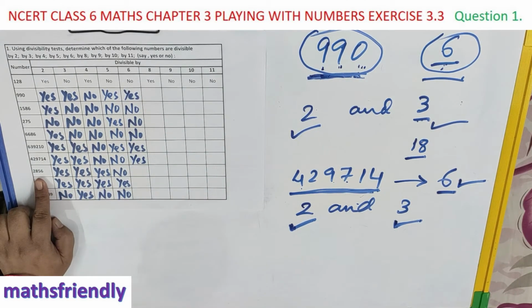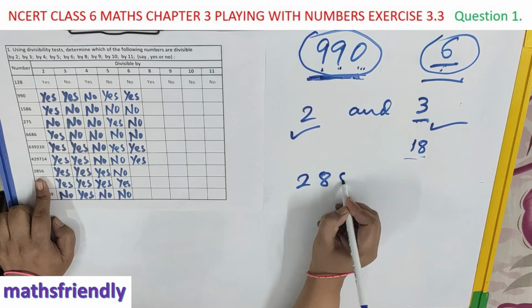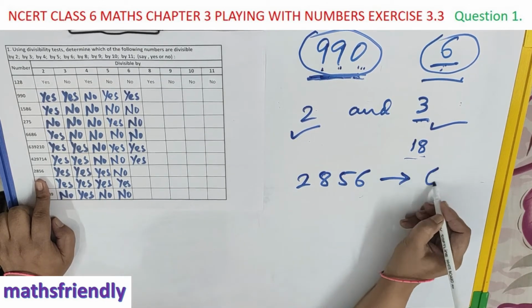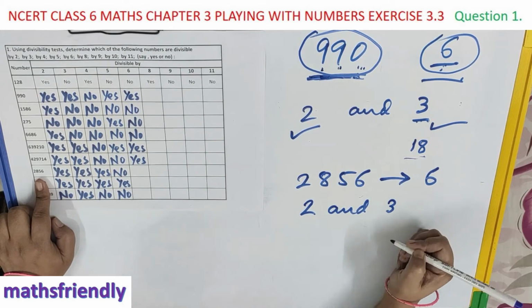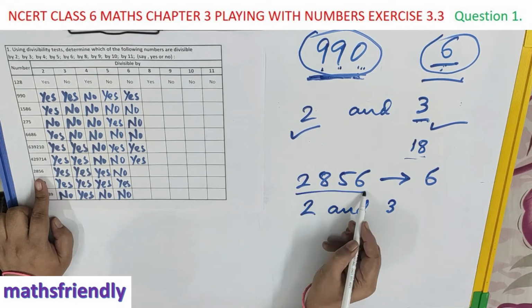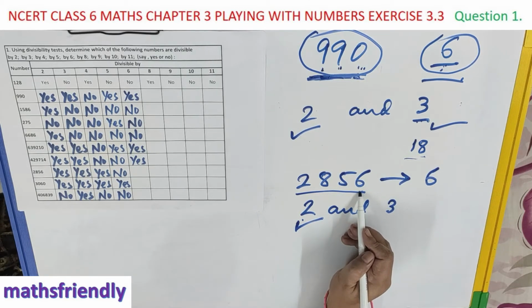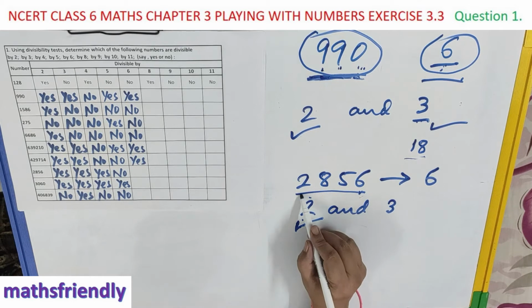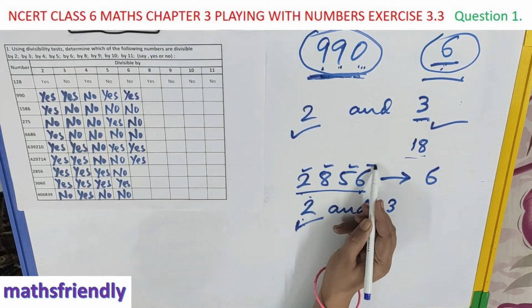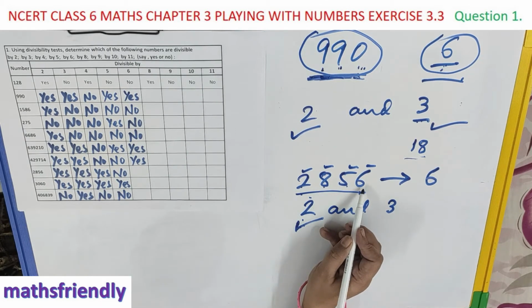Now what is the next question? The next question is 282856. Its divisibility by 6. For that we have to check whether this number is divisible by both 2 and 3. So yes, this number is divisible by 2 because the last digit, the units digit, is 6. Now its divisibility by 3 we have to check. So we have to add all the digits of this number. What are the digits? 2, 8, 5 and 6 are the digits of this number.